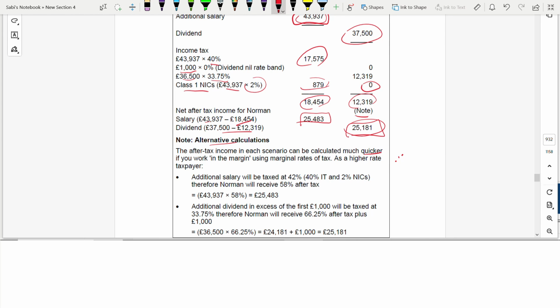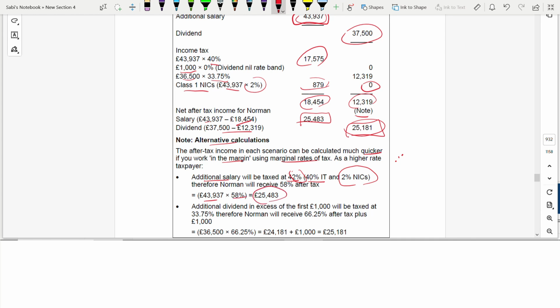Because they told after tax, whenever they say after tax, after scenario, it could be done in a much quicker way by using the marginal method. You can use the marginal rate of tax, the differences. How do you do that? So you are getting an additional salary, right? This additional salary will be taxed at 42%. Why? Higher rate income tax is 40 and as a higher rate taxpayer NIC will be 2%. So 40 and 2, 42. So you will be taxed at 42. That means after tax you are left with 58%, the balance.